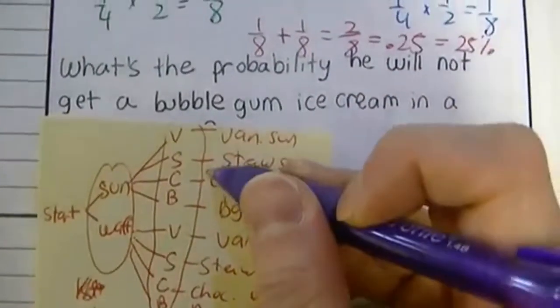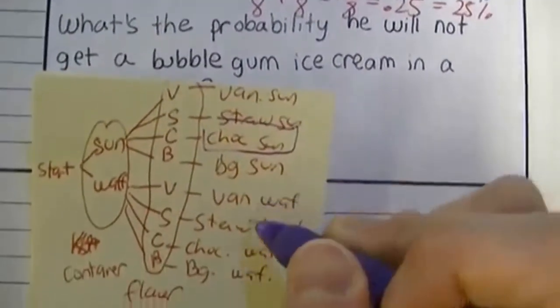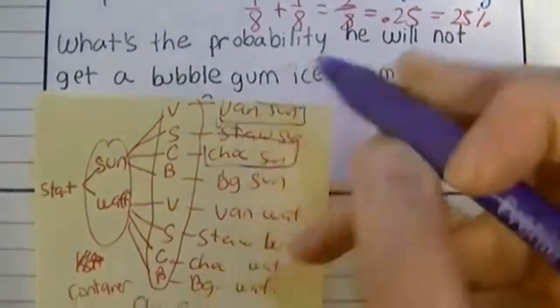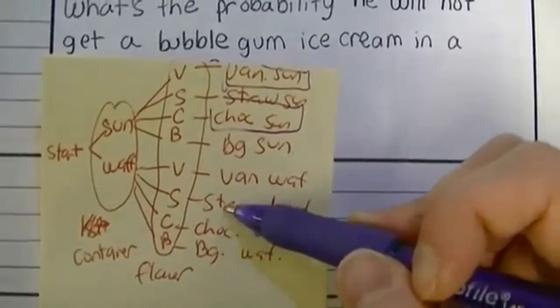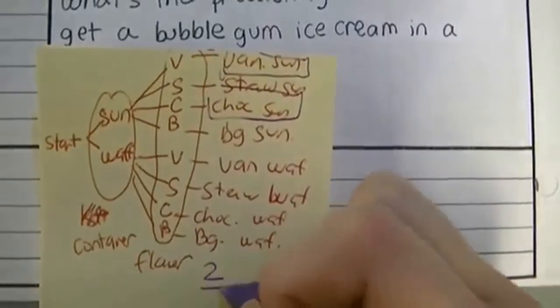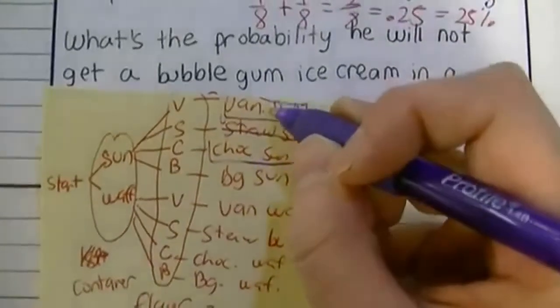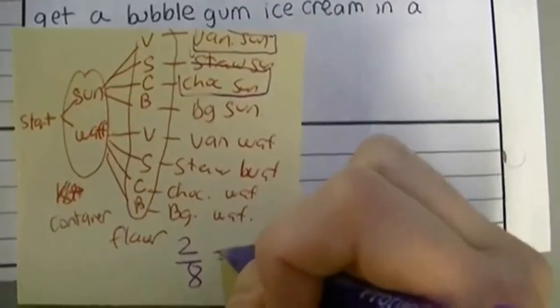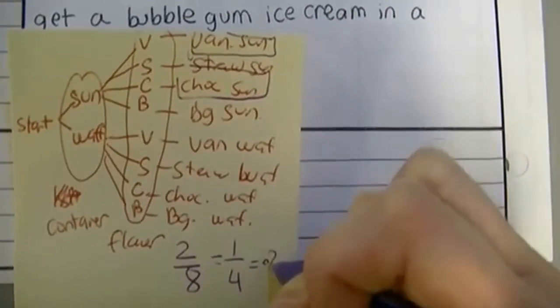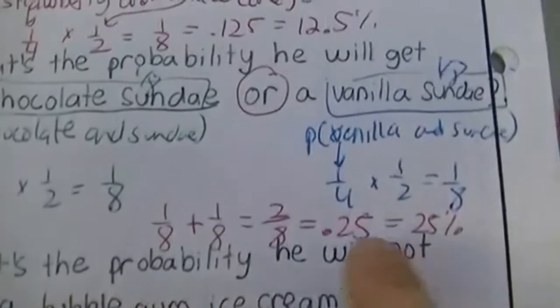I see a chocolate sundae, and where's the vanilla? Oh, vanilla sundae. Okay, and how many possibilities were there? There's 1, 2, 3, 4, 5, 6, 7, 8. So 2 out of the 8 would be the vanilla sundae or chocolate sundae, which simplifies down to 1/4, which equals 0.25, which also equals 25%, which is exactly what we got right here.